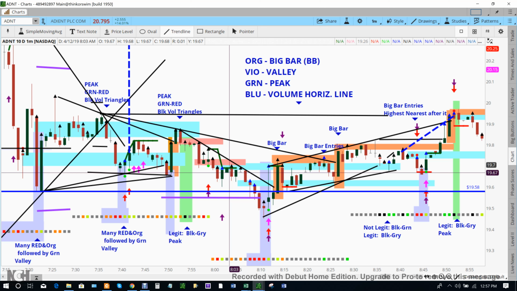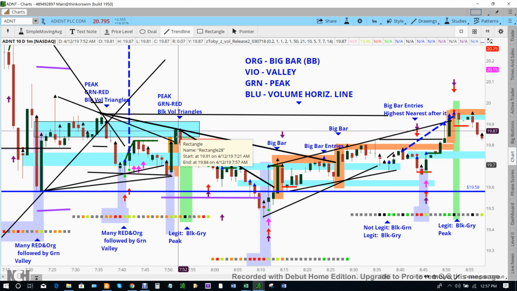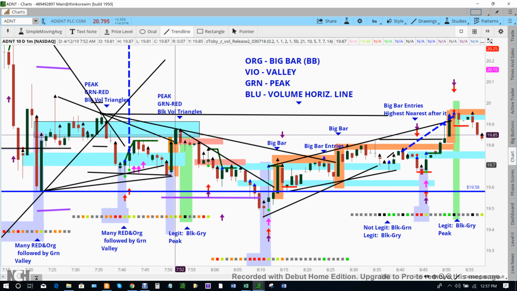So okay, those are peaks. Another way to find a peak is if you have a green bar and a red bar, and these are intermediate volumes especially.